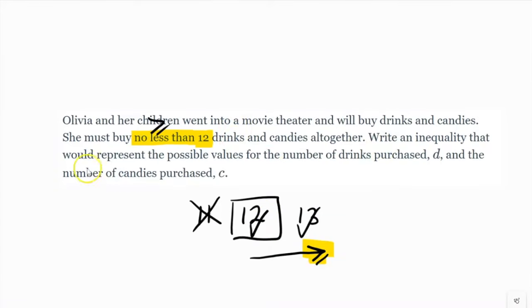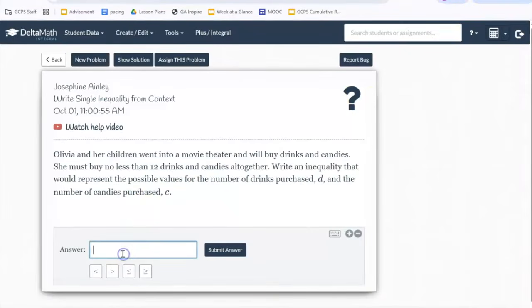All right, so it says write an inequality to represent the possible values of the number of drinks D, so it's drinks, and the number of candies C. So when I put together my C plus D, it's going to be greater than or equal to 12. The drinks that I purchased plus my candy has to be no less than 12, and that's your inequality. So C plus D no less than 12.